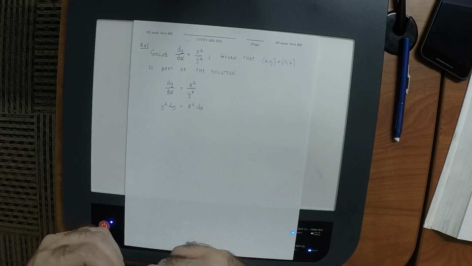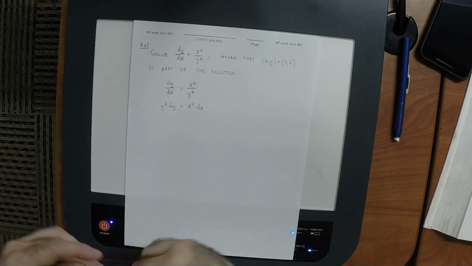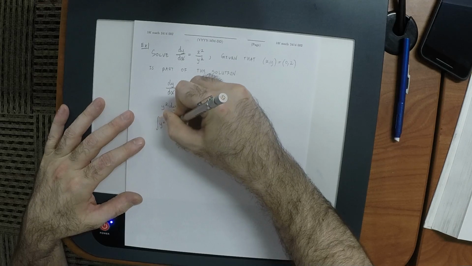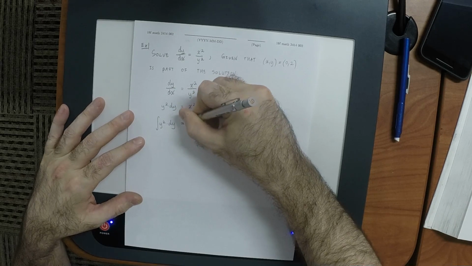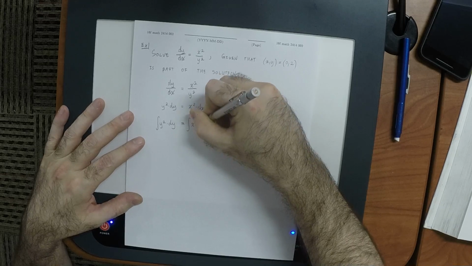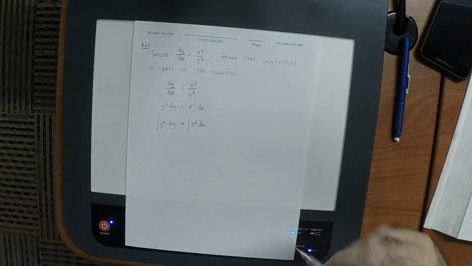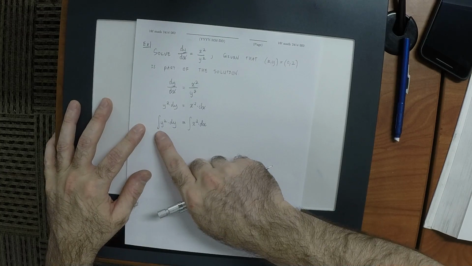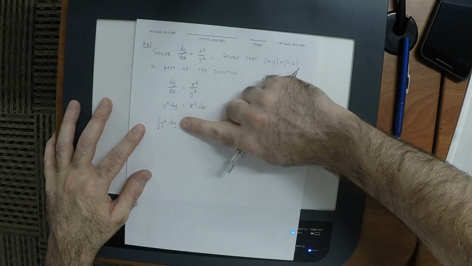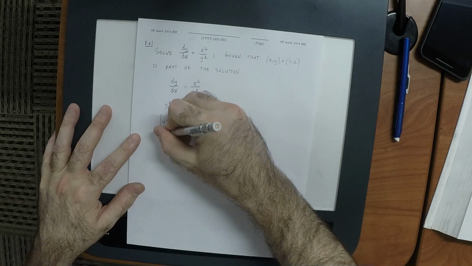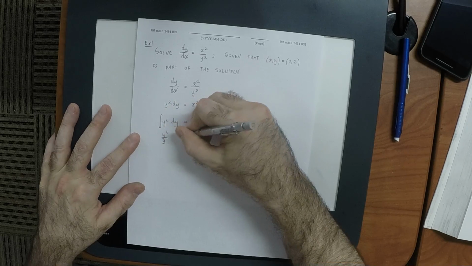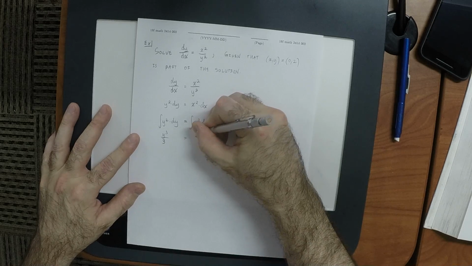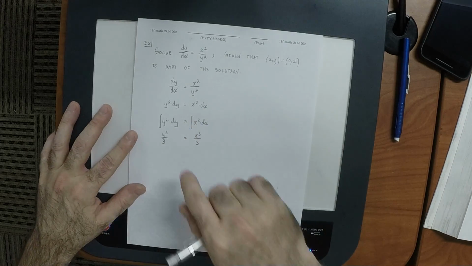And now that we've performed a separation, what can we do to both sides? We can anti-differentiate both sides. And now we can treat these problems separately. So what is the antiderivative of y squared dy? Y cubed over 3. And then what's the antiderivative of x squared dx? X cubed over 3.